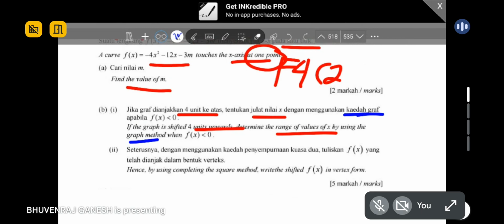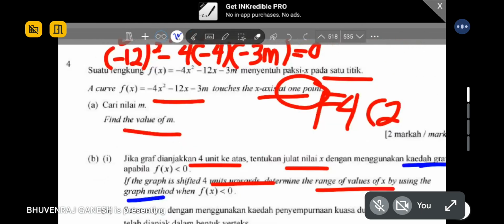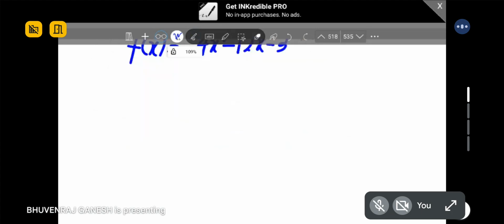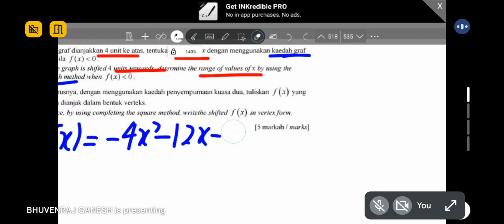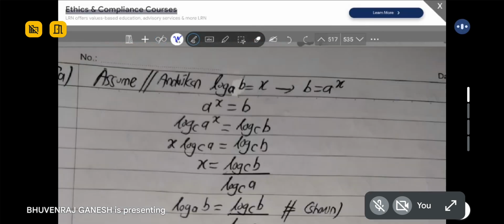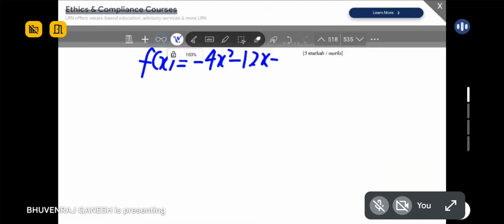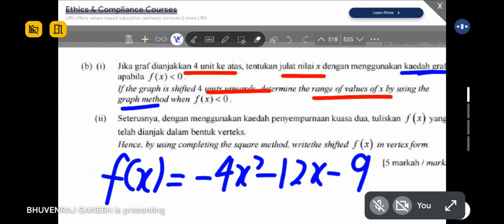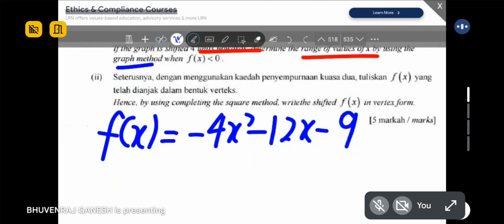Okay? So they say 4 unit upward. So means that your original equation is fx is negative 4x squared minus 12x. Your m value you can substitute, gantikan. So your m just now get how much? 3, right? So it's 3 times 3. So you will have 9 over here. Okay, wait, sorry. You will have a 9. Okay, so guys, when they say shift 4 unit upwards, what is the transformation over here? Apa transformasi dia? You think and see. What is the changes that happen over here?